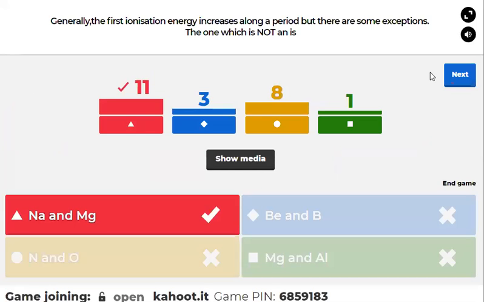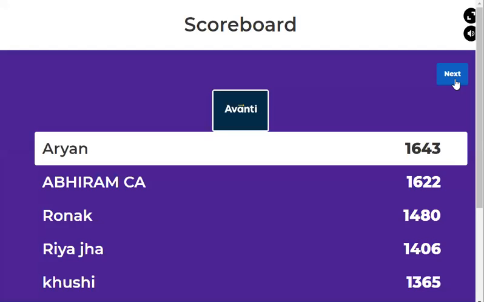Yes, sodium and magnesium, right? All the three are, see, if you remember the exception, fulfilled or half filled has greater ionization energy than the next one, right? That's why nitrogen is greater than oxygen, right, everyone? Same with beryllium, boron, and magnesium, aluminium. I hope all of you remember. Next.